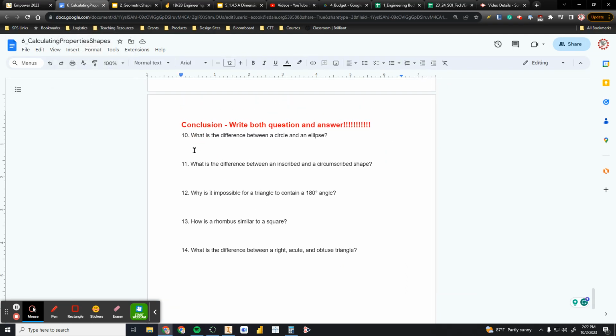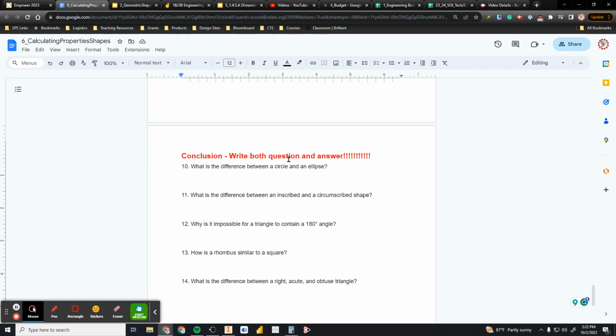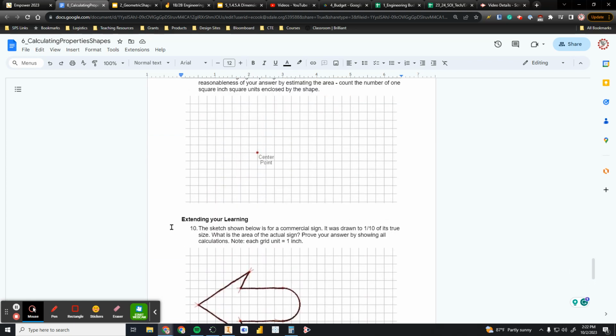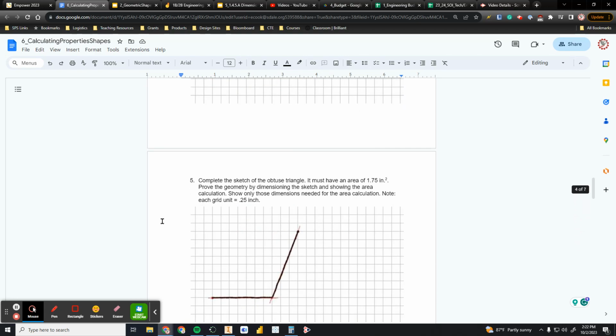Make sure that you include, you don't have to write the question because obviously the question's there already. In the past, when I had kids do this in the notebook, they needed to include their question, but you do need to write a full and complete sentence for each of these conclusion questions. Once you're done, make sure you put your name on it and turn it in.